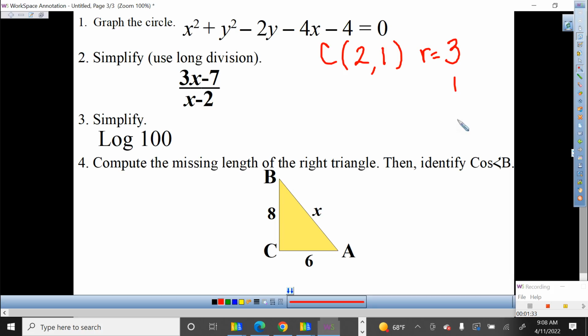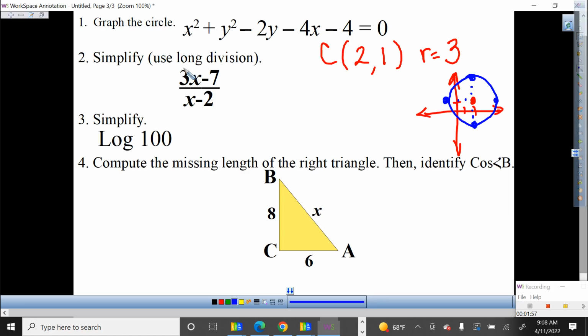So to graph this, we have 2, 1, which is right there. And then 3 steps in all directions. 1, 2, 3. 1, 2, 3. 1, 2, 3. 1, 2, 3. And there you go.